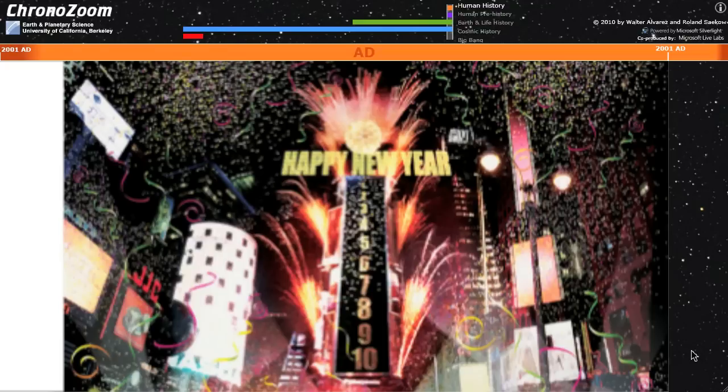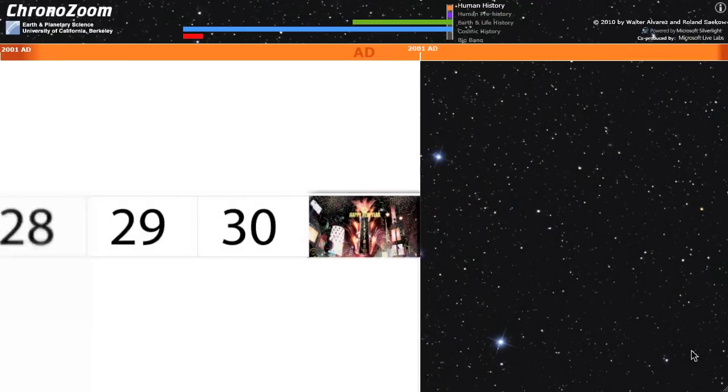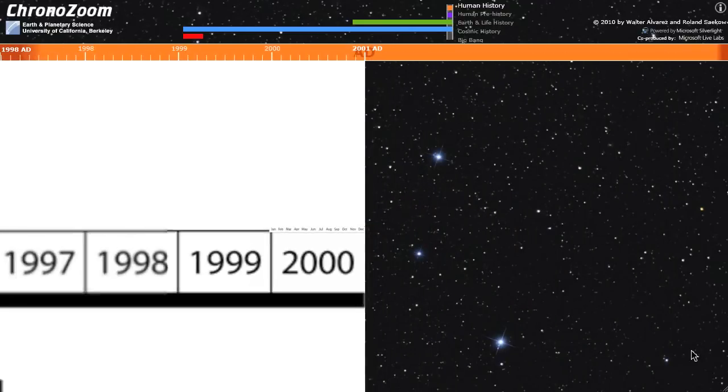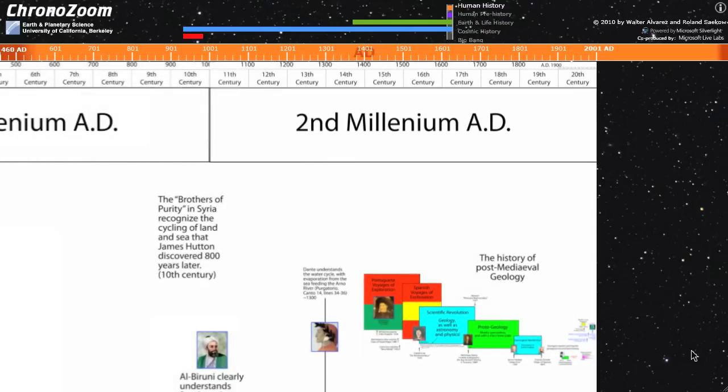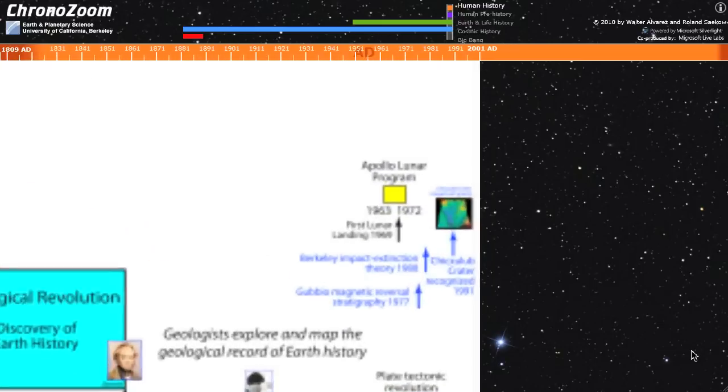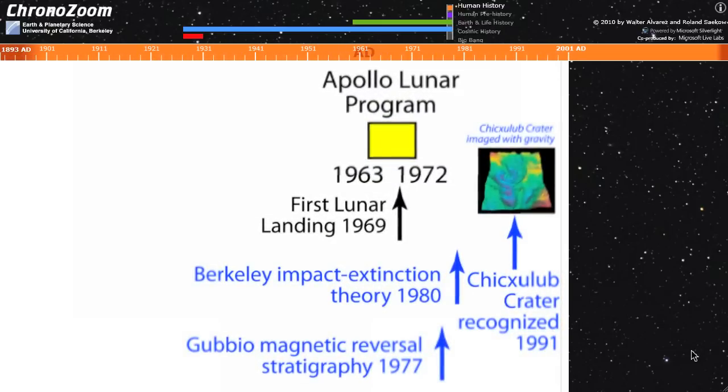There are many themes we could look at in human history, and hopefully someday ChronoZoom will have a large selection of them. But for today, in keeping with our topic of Earth history, we have chosen to look at the way in which human beings have come to understand our planet. Here is the second millennium that has recently ended. And here in blue are the episodes in geology that I personally have had the good fortune to be involved in.